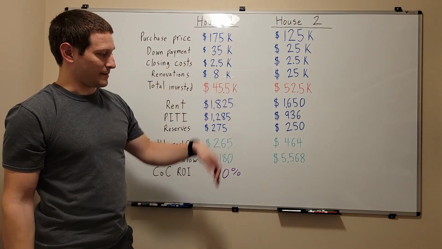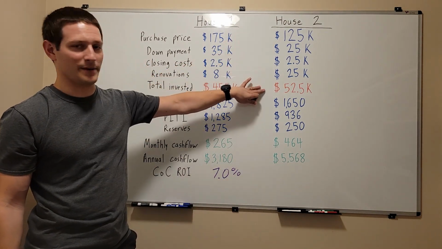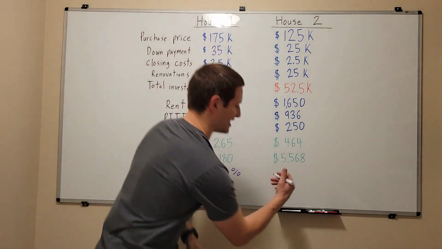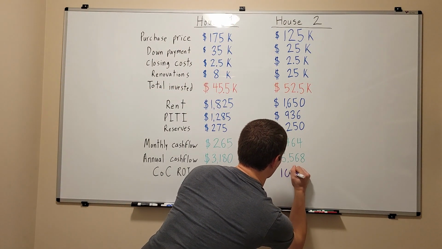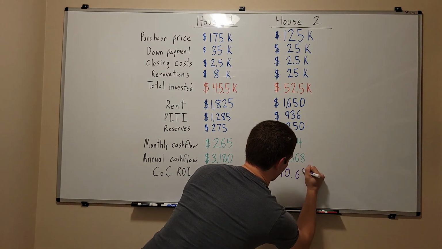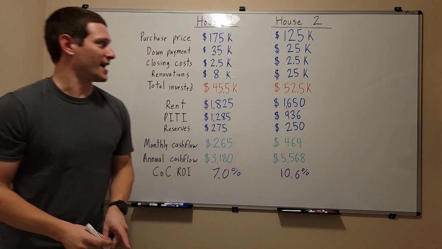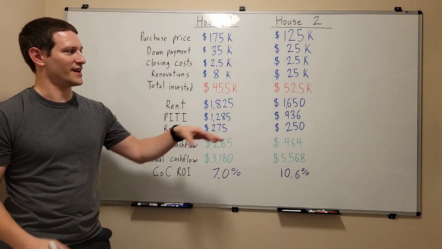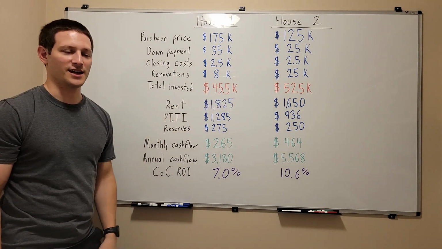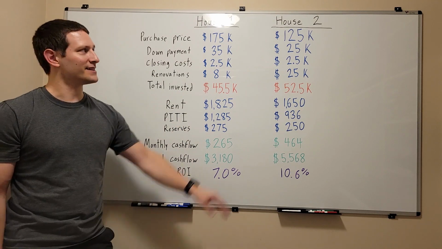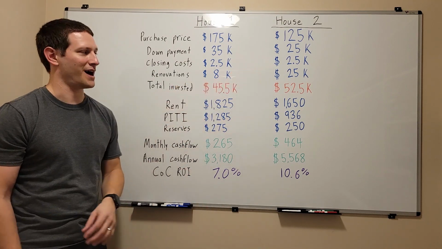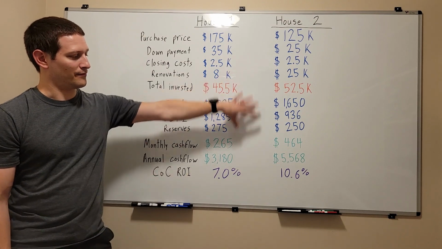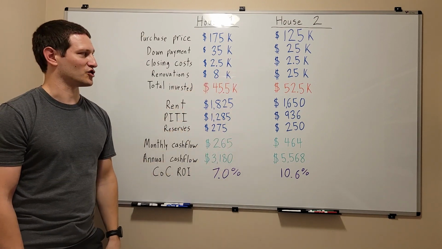For this house, you do the same thing. Take your annual cash flow, divide it by the total amount you invested. And in this case, the cash on cash return on investment is 10.6%. So you can see that on house number two, you would get 10.6% of the amount that you invested back in the first year in the cash flow. Now, again, it's not saying this is necessarily the house that you should be buying, but it is saying from a cash flow standpoint that it will provide a higher cash on cash return on investment.